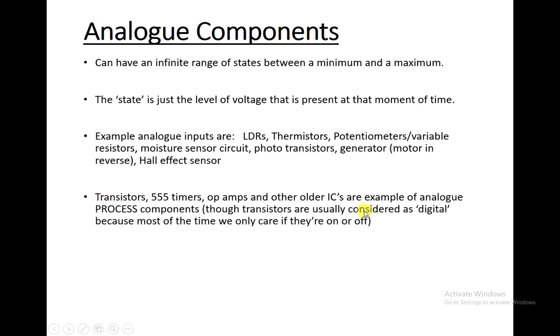Old school electronic chips, so you won't know about them on your course, but people on YouTube might care. So 555 timers, op amps, other older integrated circuits are considered analog because they deal with different voltage levels and can handle all voltage levels as inputs rather than on or off. Transistors, frustratingly, actually are analog devices, but we treat them in electronics and computing as being digital because generally we only care if they're on or off.